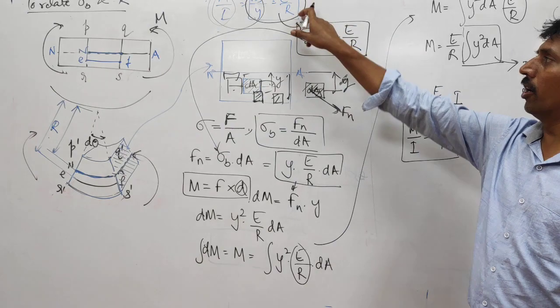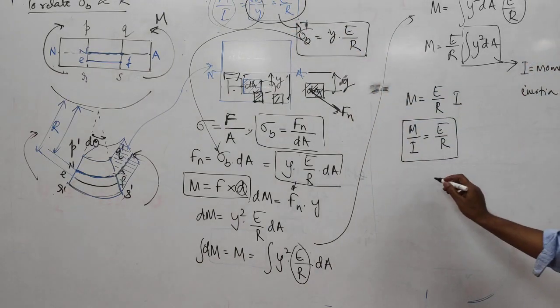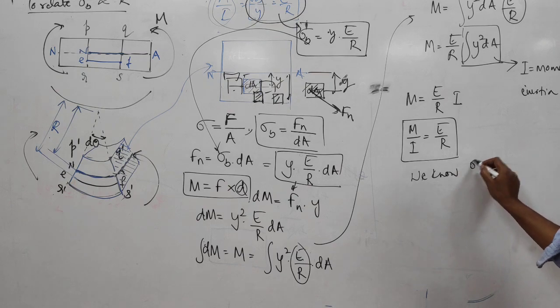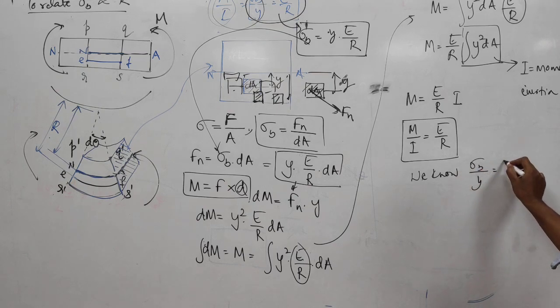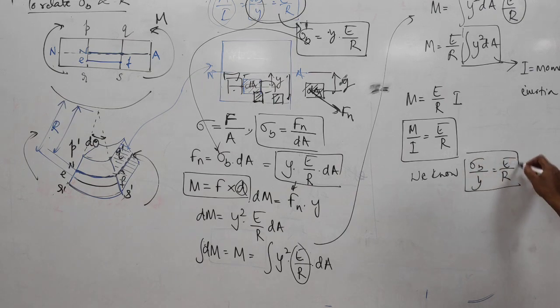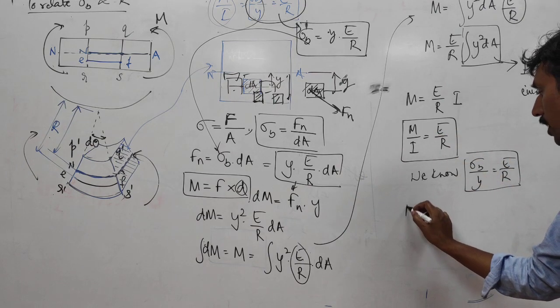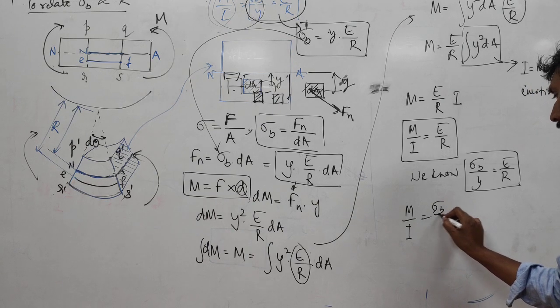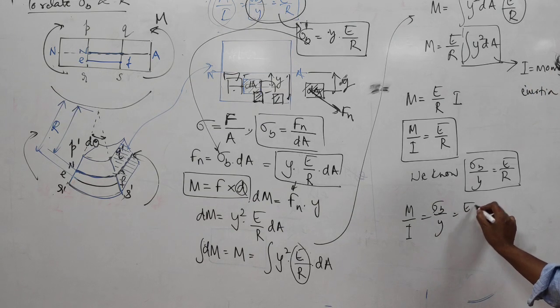And we already know that sigma b by y is equal to E by R already. So therefore, comparing this equation, we can write the final equation: M by I is equal to sigma b by y is equal to E by R.